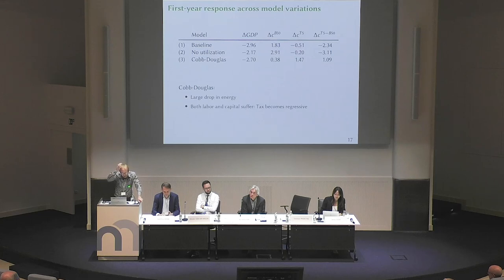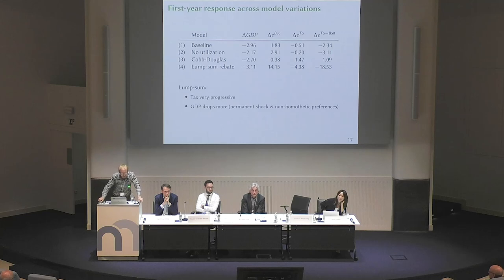If you assume a Cobb-Douglas production function instead of this putty-clay feature, which is commonly done in the literature, you find a similar fall in GDP, but energy consumption falls immediately by about 20-25%, and that's going to reduce labor demand. But more interestingly, you see that the tax becomes regressive, and that really echoes what has been found in the literature. The expenditure channel is regressive, and the income channel is neutral in this case. So overall, the tax is regressive.